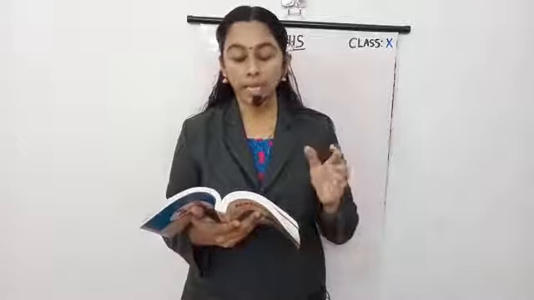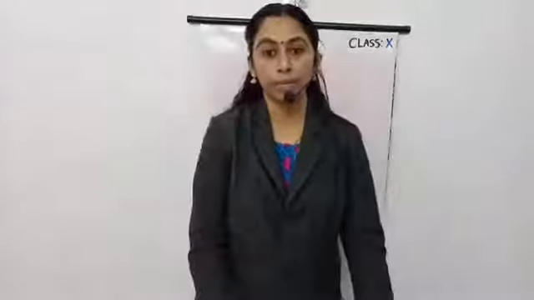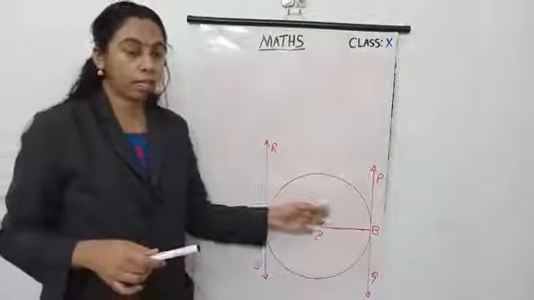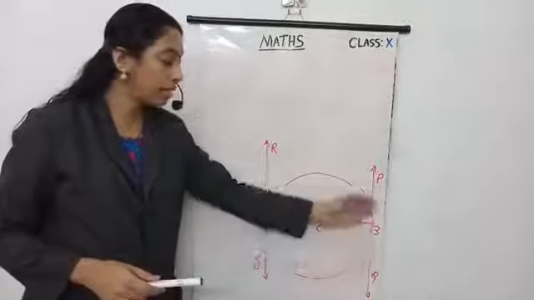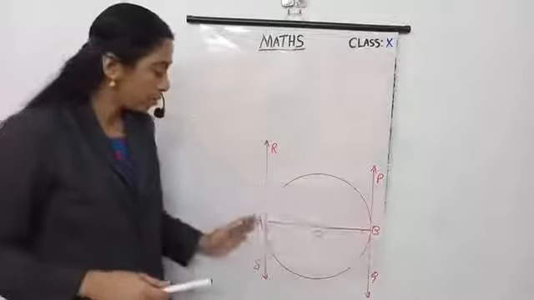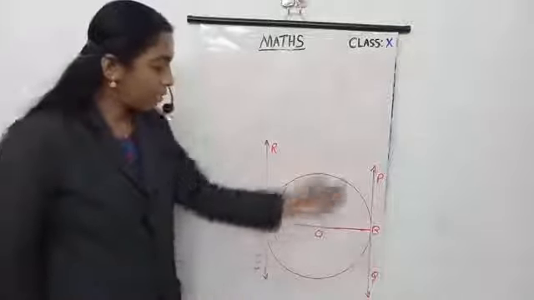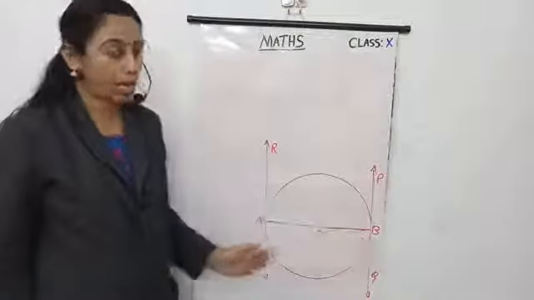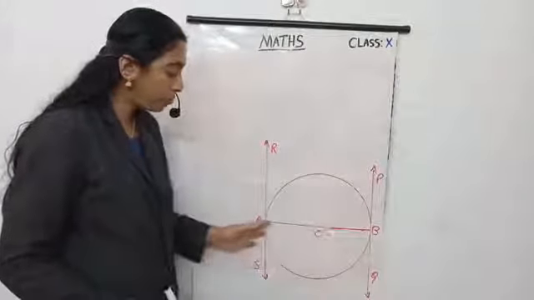Now question 4. Prove that the tangents drawn at the ends of a diameter of a circle are parallel. Okay, now consider this is the circle with the center O, and RS and PQ are two tangents drawn here. Now AB is the diameter. We need to prove RS and PQ are parallel.